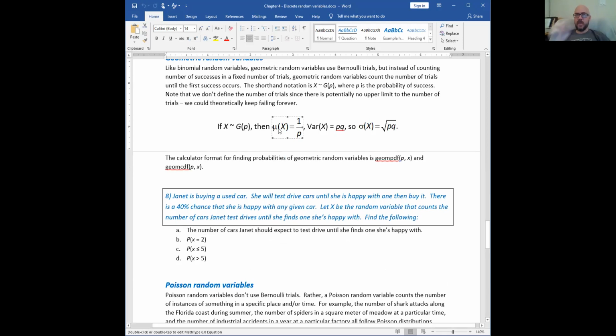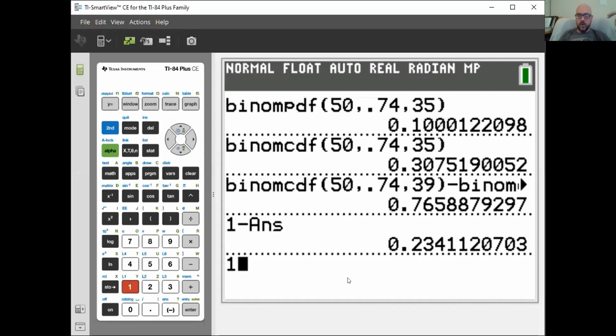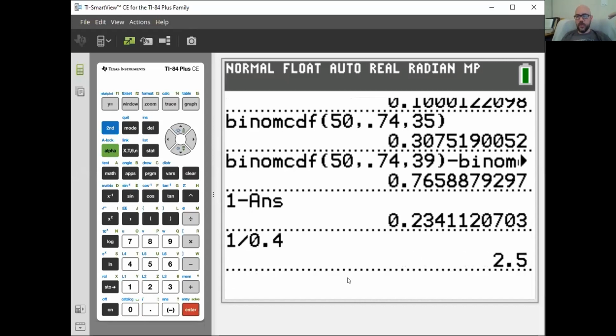So again, this might be the first time. When you see the word expect, you should think to yourself, aha, that is asking for expected value. Even though when we do this, we're going to do 1 over 40% because that's what the formula is, 1 over P. That's not an integer, but that's still the thing that the problem is asking for. So we're just going to do 1 over 0.4, right? So 1 over P, we get 2.5.